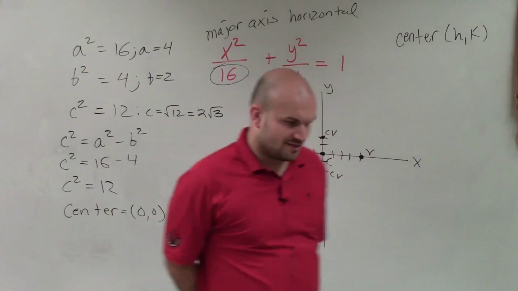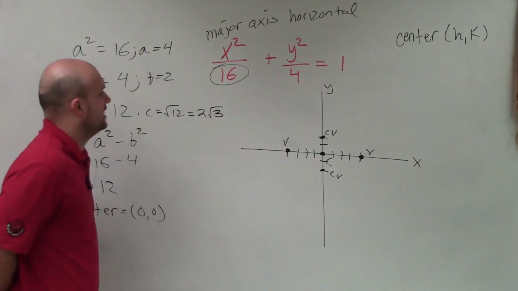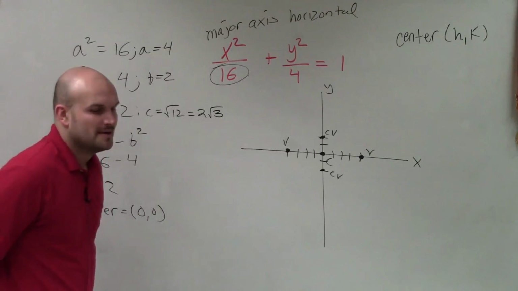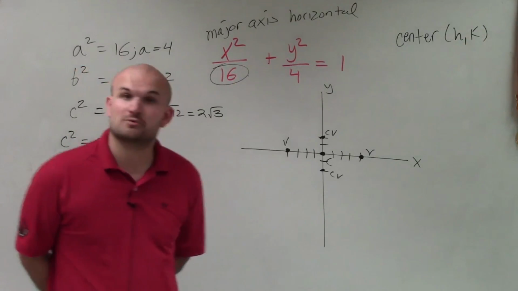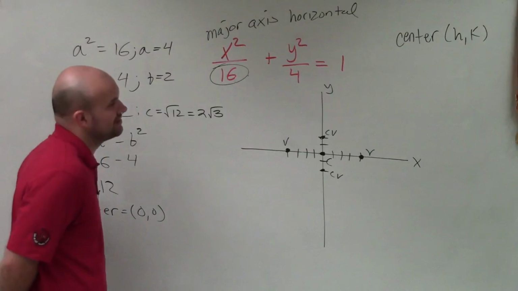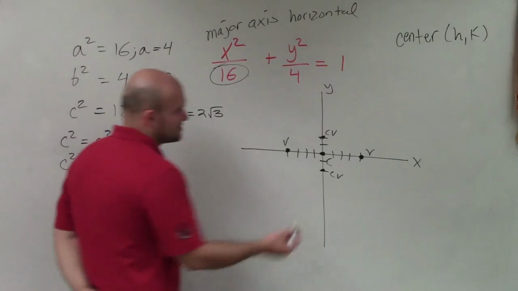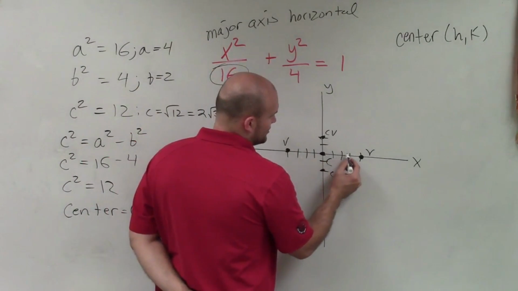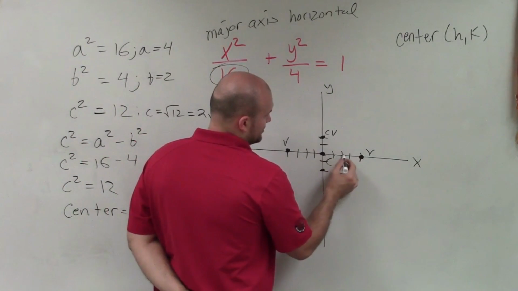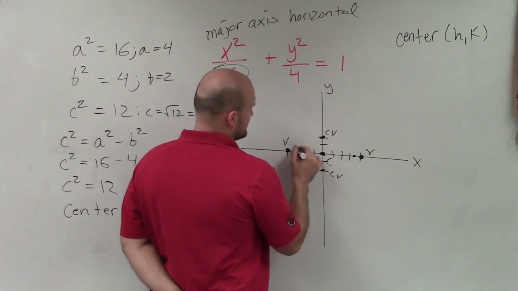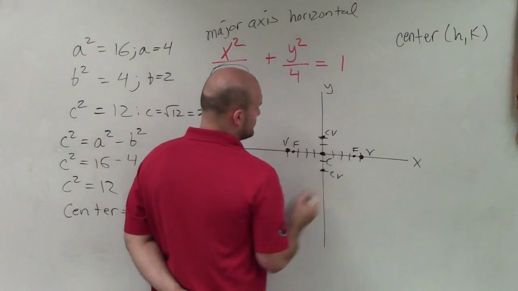2 square root of 3 is going to be between 3 and 4, roughly, right? Because 3 squared is 9, and 4 squared is 16. So it's somewhere between 3 and 4. Obviously, I don't have the most accurate graph in the world, so I'm just going to estimate between 3 and 4. I'm going to put it right there, and then to the left. And these are what we call our foci.